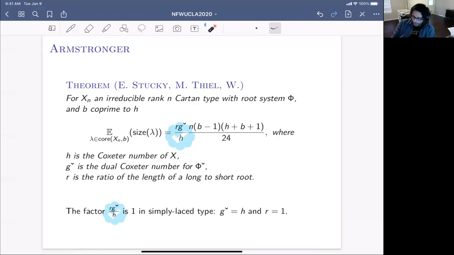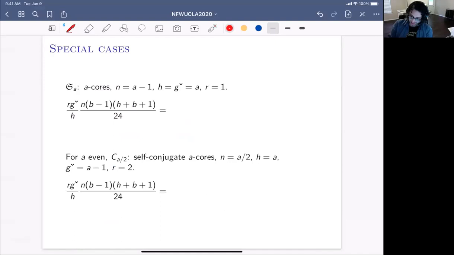Of course, this factor was invisible when you're in simply laced type, where the dual Coxeter number of the dual root system is just the Coxeter number, and r is equal to 1. So this is us getting our blue check mark. This is what we wanted to do. Let me just show you why this gives you Armstrong's thing.